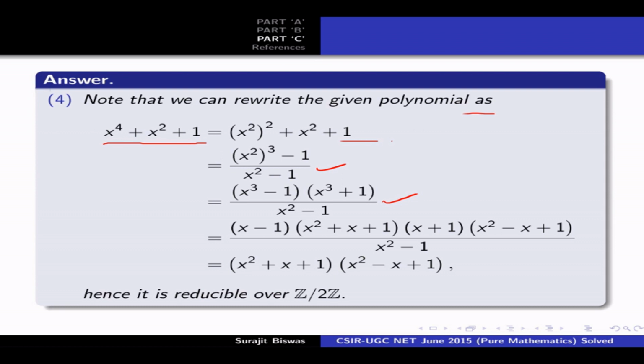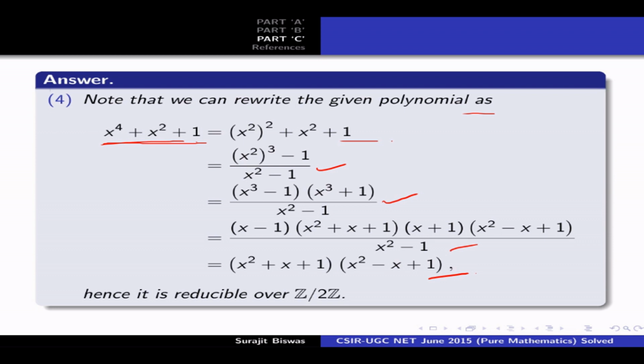If we cancel the term from numerator and denominator, we will have a final factorization as this, and therefore the polynomial x to the power 4 plus x squared plus 1 is reducible over Z mod 2Z.